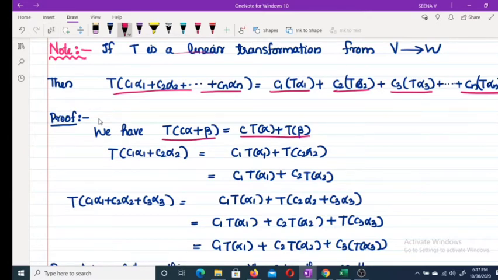So what is T of C1 alpha 1 plus C2 alpha 2? You can take this as beta. So using this result, this is T of C alpha 1 plus T of C alpha 2. Now here, take beta equal to 0. Using this result, we can write like this, because this is plus 0 and that is T of 0 equal to 0. So we get this one.